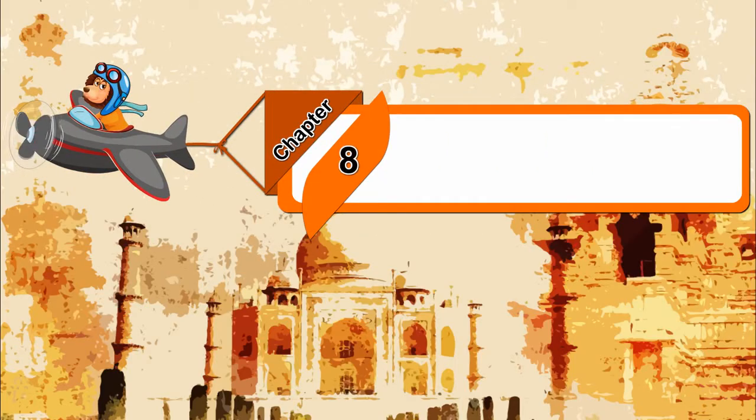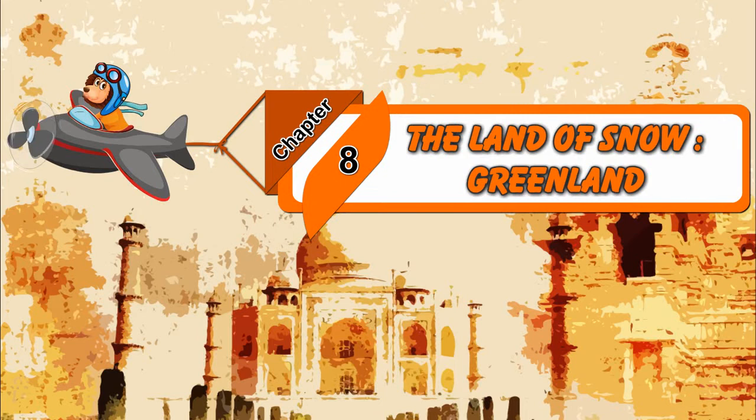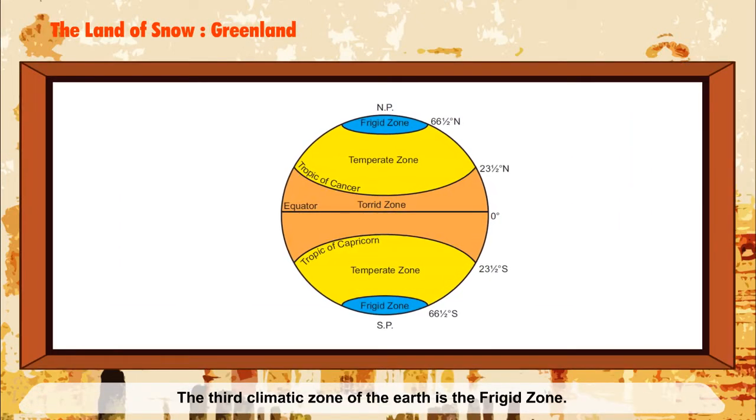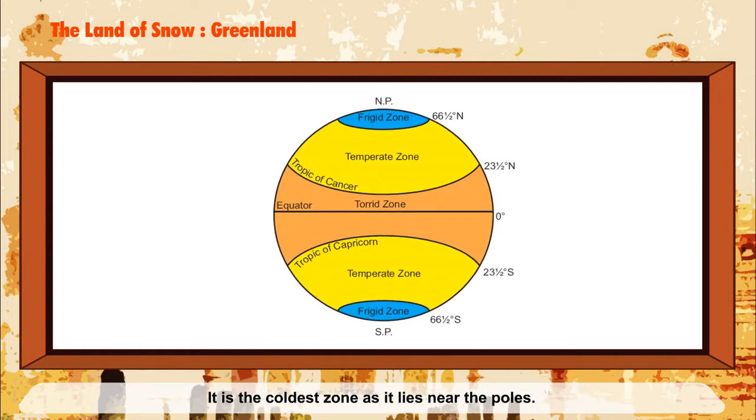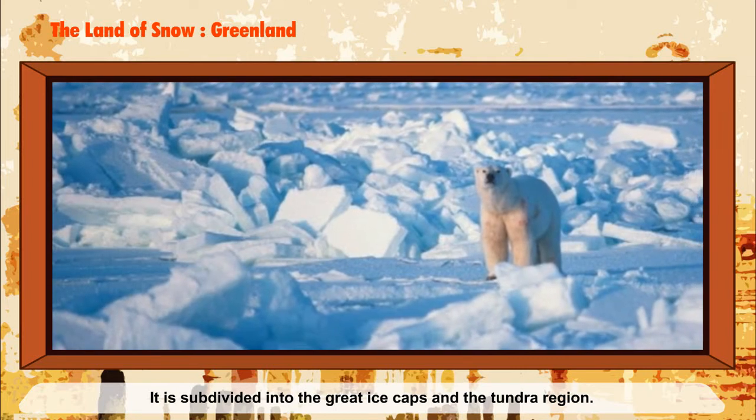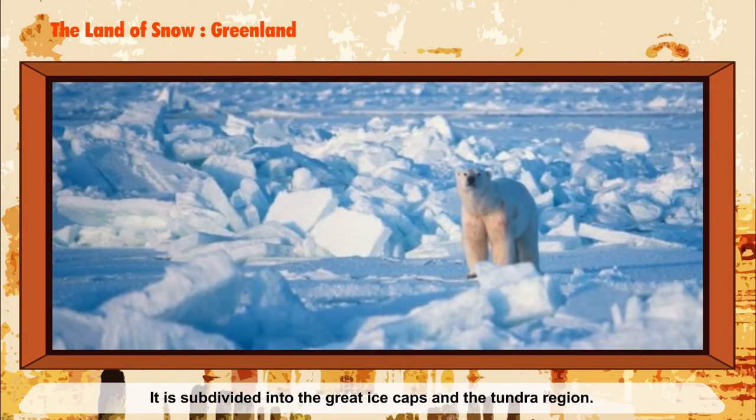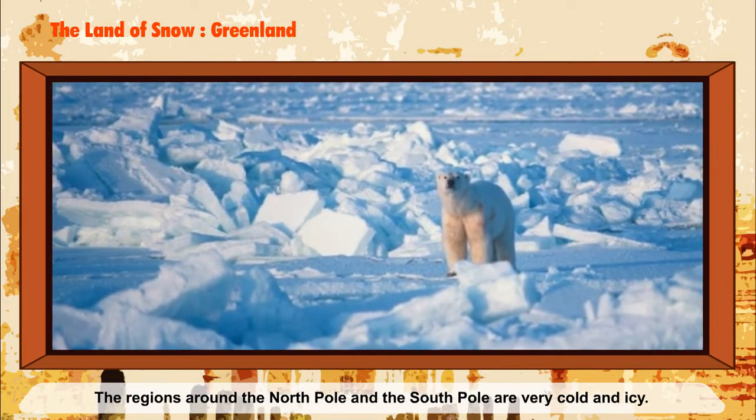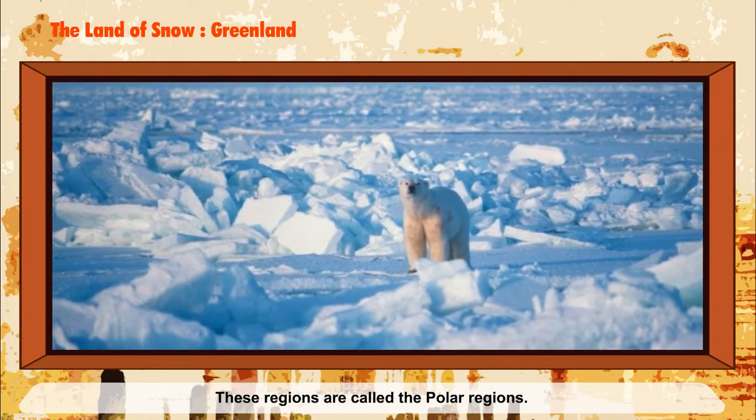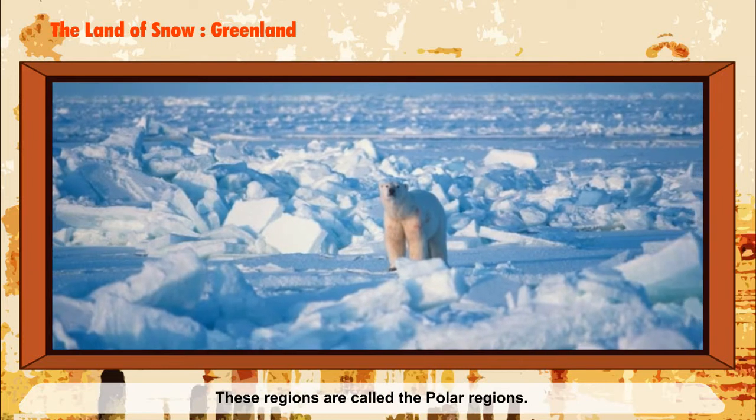Chapter 8. The Land of Snow, Greenland. The third climatic zone of the Earth is the frigid zone. It is the coldest zone as it lies near the poles. It is subdivided into the great ice caps and the tundra region. The regions around the North Pole and the South Pole are very cold and icy. These regions are called the polar regions.